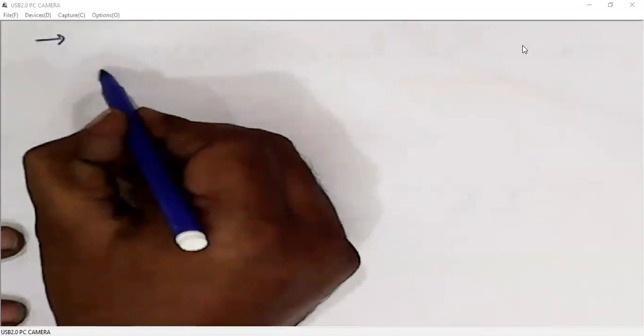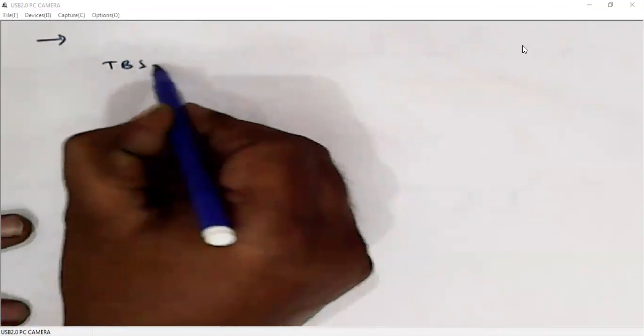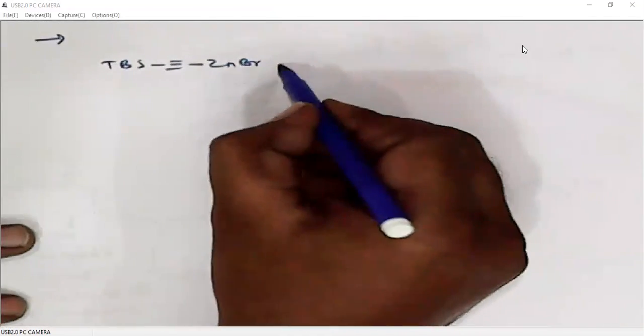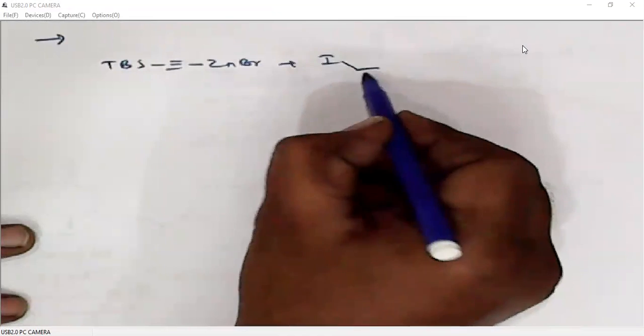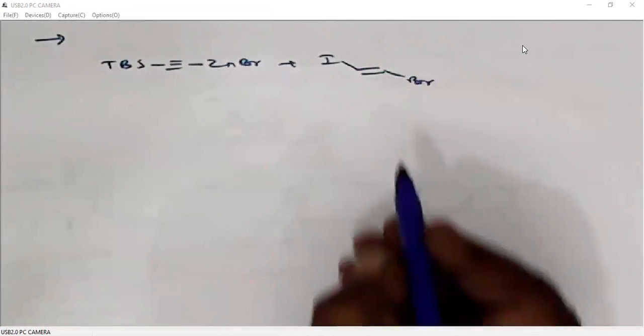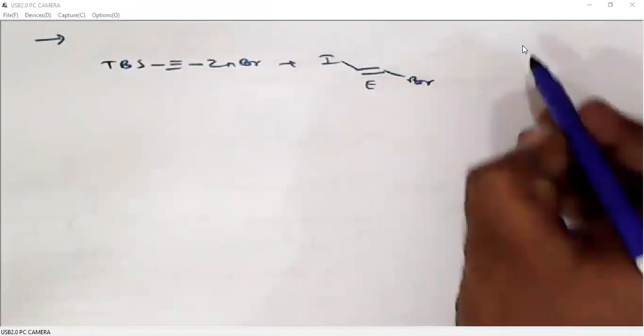When we do this same reaction strategy with the E dihaloalkene, we do get the E double bond, right? So this is E, and because it is zinc, it is Negishi coupling.